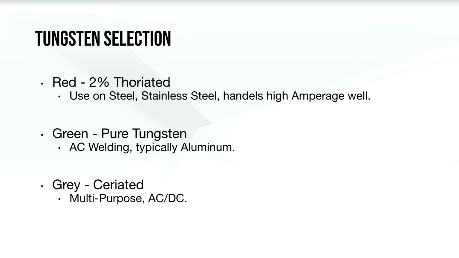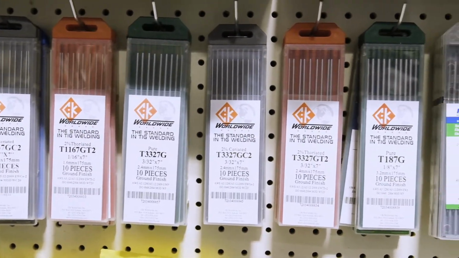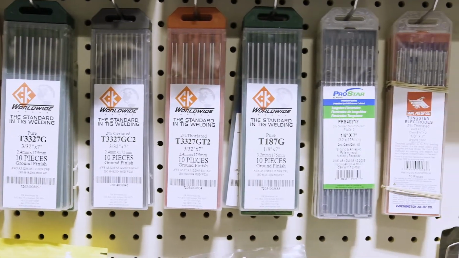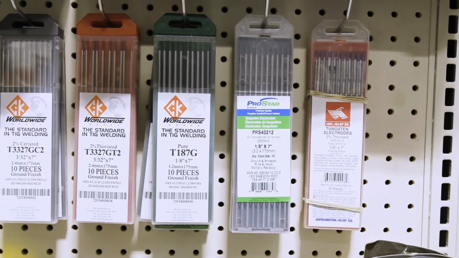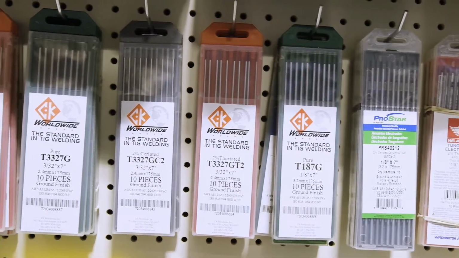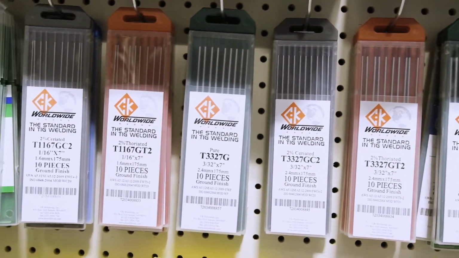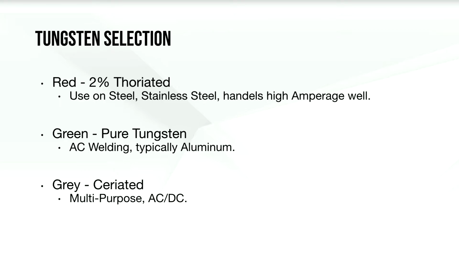Tungsten selection. We have 3 types of tungsten on hand. Red, which is 2% thoriated. This is used on steel, stainless steel, and it handles high amperages better than others. Green tungsten, which is pure tungsten, which is good for AC welding, which is almost exclusively used with aluminum. And gray, which is ceriated, which is a multi-purpose tungsten. You can use it AC, DC, you can use it on steel, you can use it on aluminum.